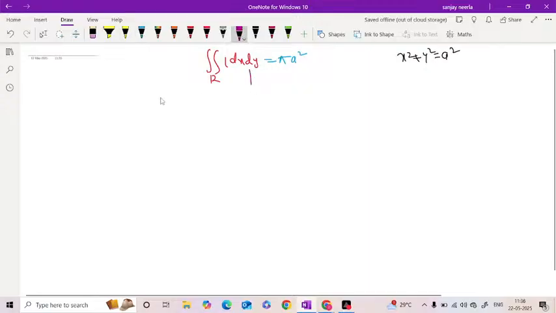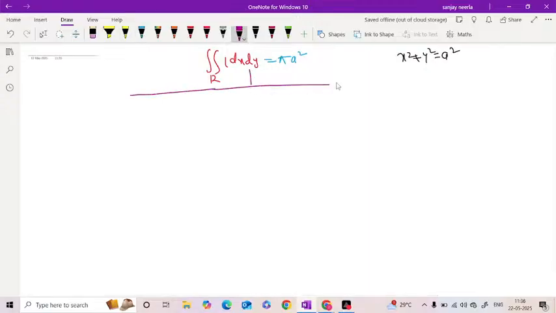Okay, now we will solve in two ways. First one, we will solve in the Cartesian form, then polar form. Come to the Cartesian form.